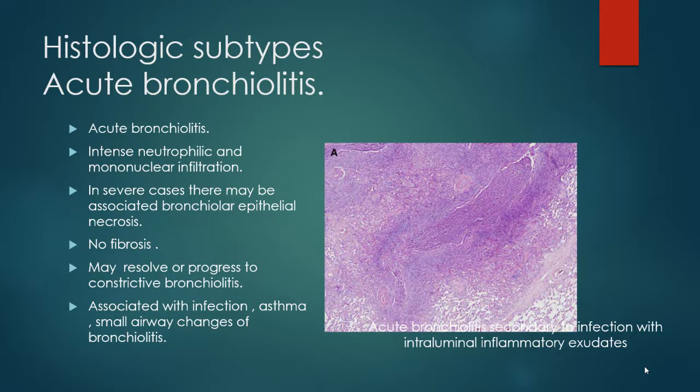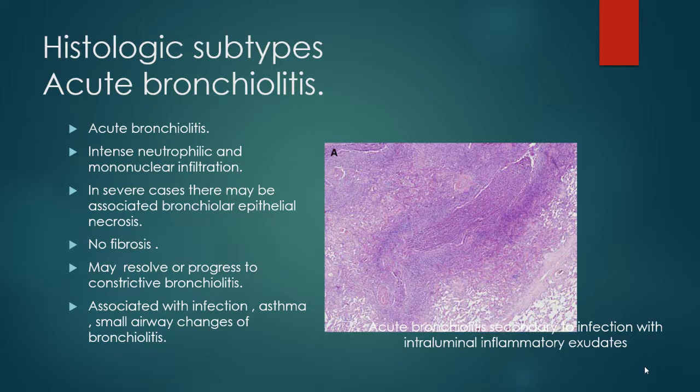Now, in terms of the histologic subtypes, there are different classifications. There's no real standard way to classify them. The first one I'd like to start with is acute bronchiolitis, which doesn't look like a histologic classification. It looks like a time-based classification, but it's more associated with infections. So it's one of the more common classifications.